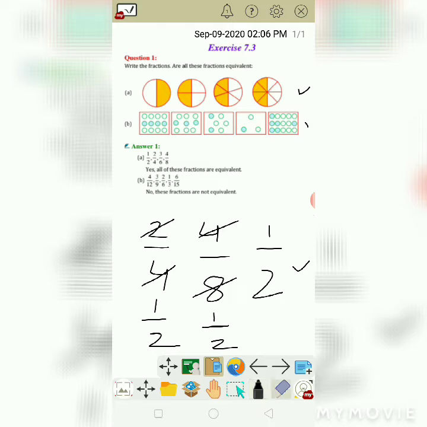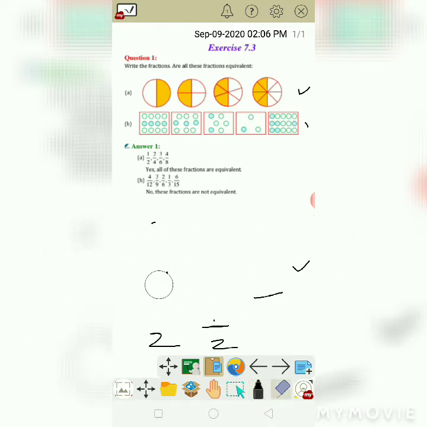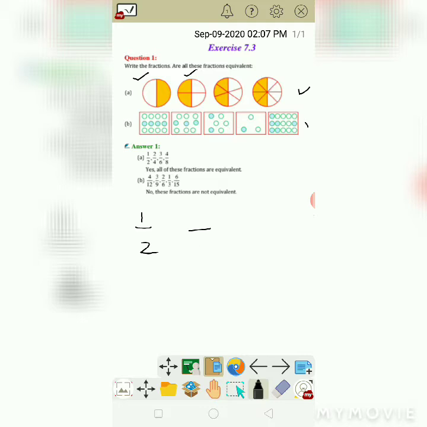Now let's come to the first part, A part. Let us check whether the fractions are equivalent or not. In A part, just see the first figure. How many parts are there in this figure? 2 parts. So we can write the fraction as 1 by 2 for the first circle. Next, second circle, how many parts are there? 4. So we can write 4 in the denominator and 2 are filled, so you will write 2 here.